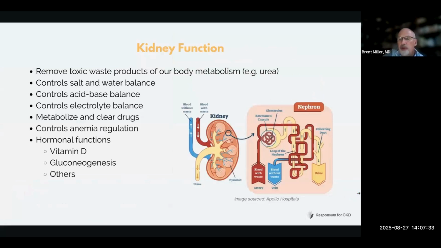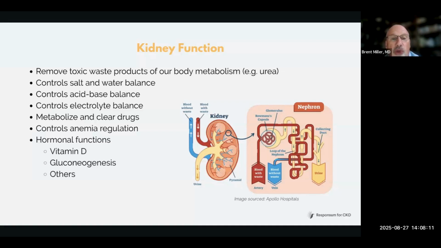So the other important point to make is the kidney has a lot of functions, and I just put 7 of the big ones. The kidney is just not an organ for making urine. That's obviously important. It's what, if you stop making urine, gets you into trouble really quick. But the kidney does a lot of things. It removes the toxic waste products of your body's metabolism. The big one, of course, is urea. Urea is a water-soluble molecule of protein metabolism, and the kidney gets rid of it.